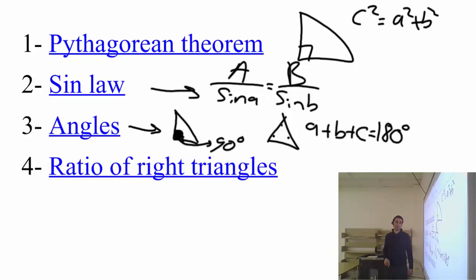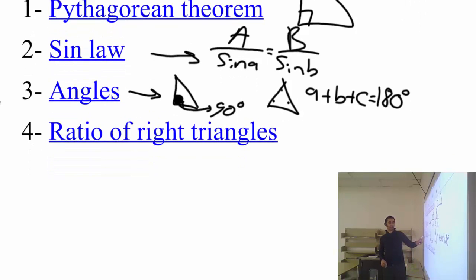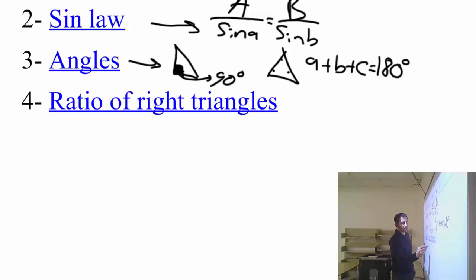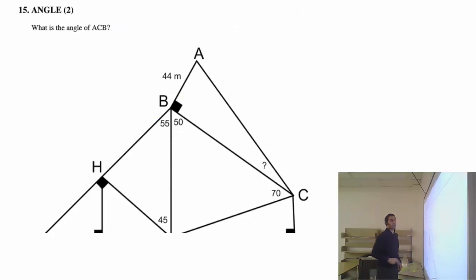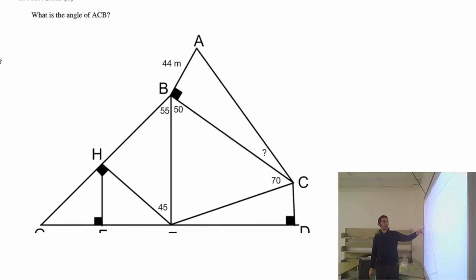And ratio of right triangles, that's the one when you see a right triangle inside a right triangle, another right triangle. So that's the ratio of right triangles. If you know all four of them, you should be able to do this question. So let me give you an example and let me go through the steps of how you can do this.